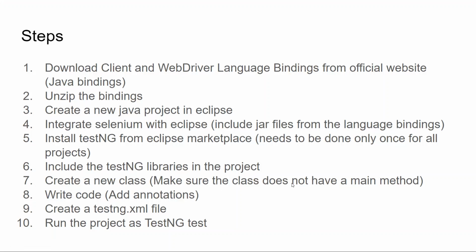Now make sure this class does not have a main method, because for test classes you don't require a main method for its execution. Right? In this class, you will be writing your code for testing. And then finally, you will be creating a testng.xml file, and you'll run the project as a TestNG test project. Right? So let's look at what you can do.